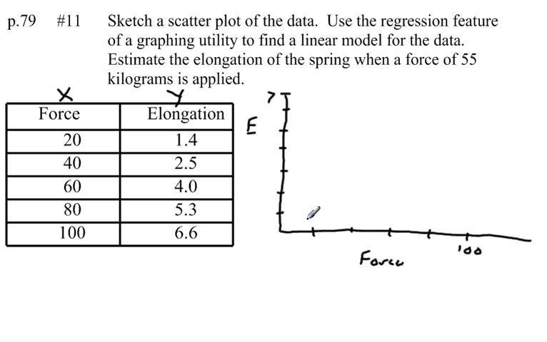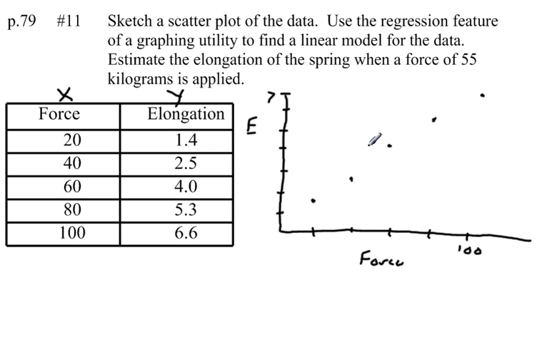So now to get these points, for force of 20, elongation is 1.4. For force of 40, elongation is 2.5. For force of 60, elongation is 4. For force of 80, elongation is 5.3. And for force of 100, elongation is 6.6. Now, we might not have a perfect line, but it looks like our points are actually very close to a straight line. That's our first part, a scatter plot of the data.